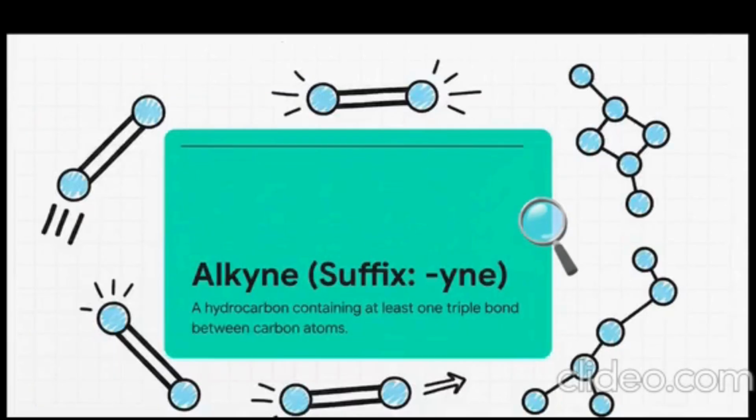And finally, you've got your alkynes. That yne at the end tells you there's an even stronger connection happening, a triple bond between 2 of the carbons. Now, these aren't as common, but they're a totally essential part of this whole naming language.